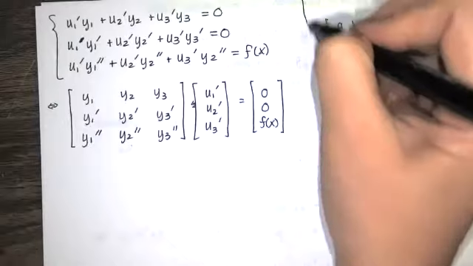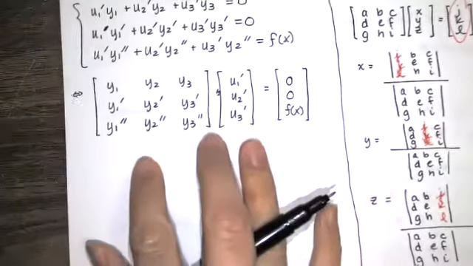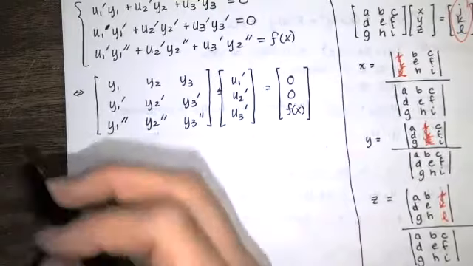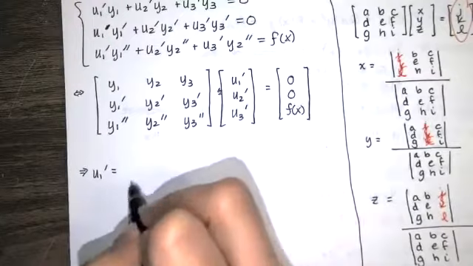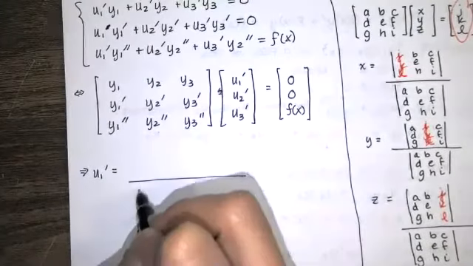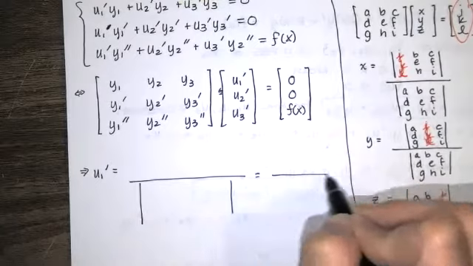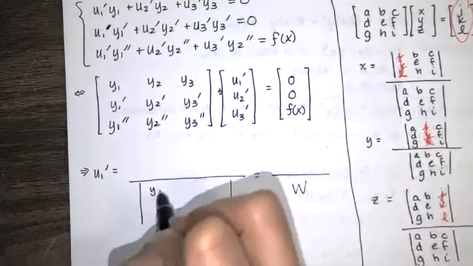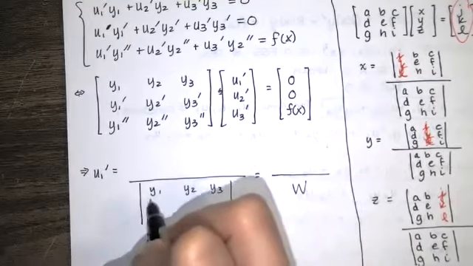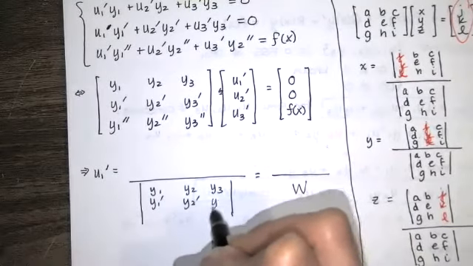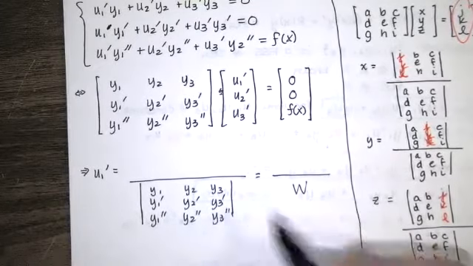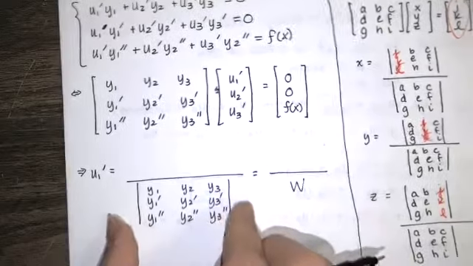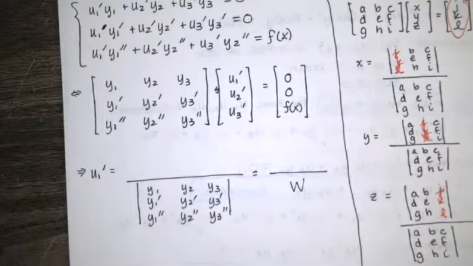What we're doing here is the same thing. We're just going to apply Cramer's rule to find U1 prime, U2 prime, and U3 prime. So U1 prime is our first variable. And the determinant of this matrix, we label that W. That's the Wronskian of the three linearly independent functions, Y1, Y2, and Y3. So that's really nice. Since they're linearly independent functions, you know that that's non-zero. So you know you're going to be able to solve this system of equations for U1 prime, U2 prime, and U3 prime.